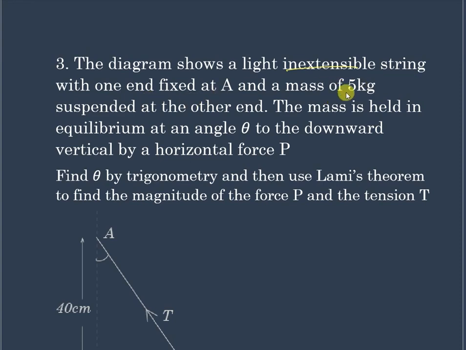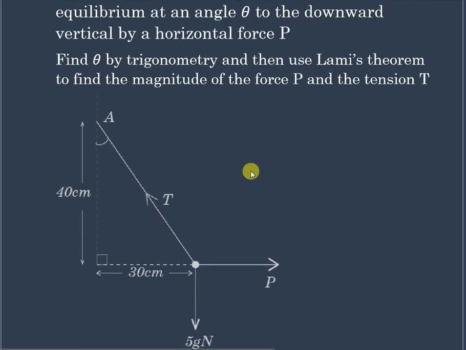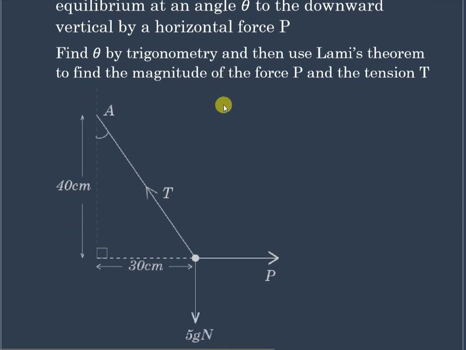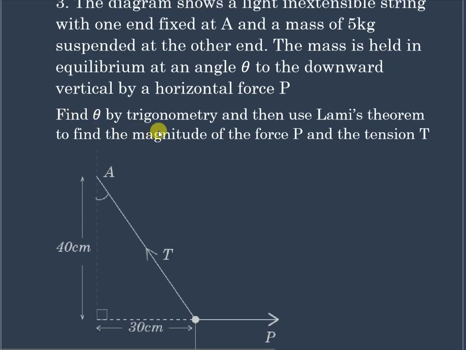So we have a light inextensible string with one end fixed at A and a mass of 5 kilograms suspended at the other end. The mass is held in equilibrium at an angle theta to the downward vertical by a horizontal force P. Find theta by trigonometry and then use Lami's theorem to find the magnitude of the force P.